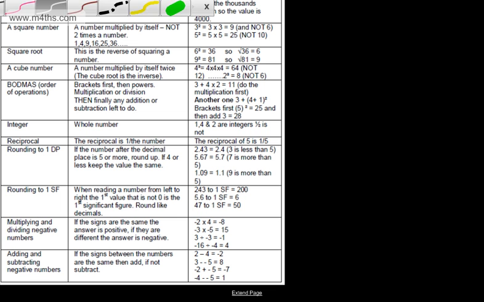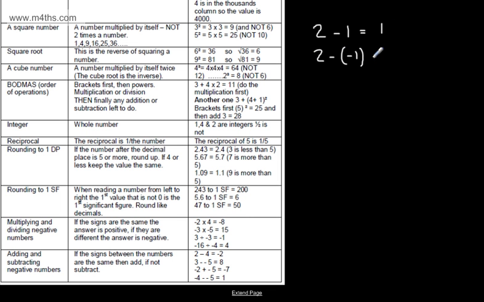Okay, now this causes some confusion. Let's just look at some examples. If we have now 2 minus 1, we know quite clearly that this is going to be 1. If we have 2 minus minus 1, we're going to end up with 3. If we subtract a negative number, in essence, we're adding it. So 2 minus minus 1 becomes 3.